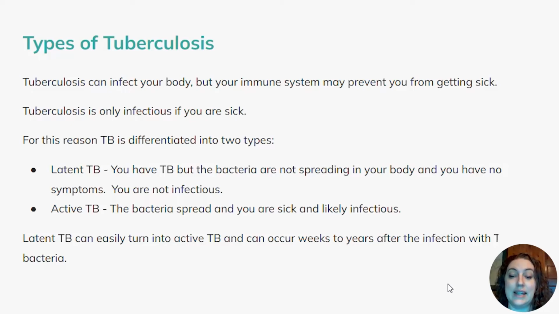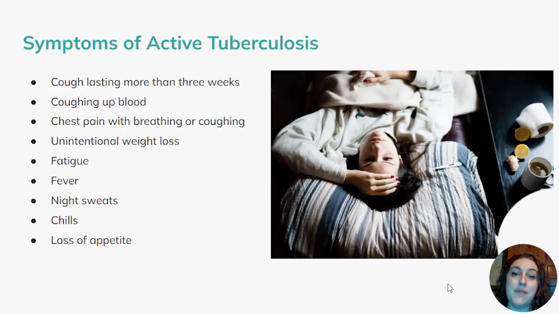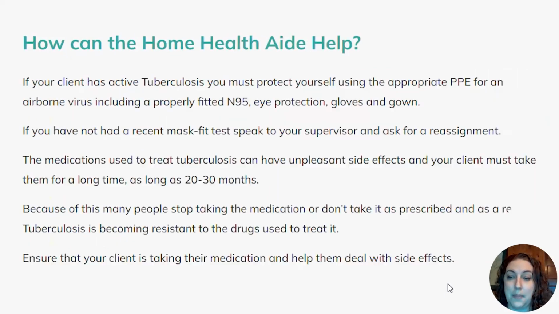Latent TB can easily turn into active TB and can occur weeks to years after the infection with the tuberculosis bacteria. Symptoms of active tuberculosis are cough lasting more than 3 weeks, coughing up blood, chest pain with breathing or coughing, unintentional weight loss, fatigue, fever, night sweats, chills, or loss of appetite.